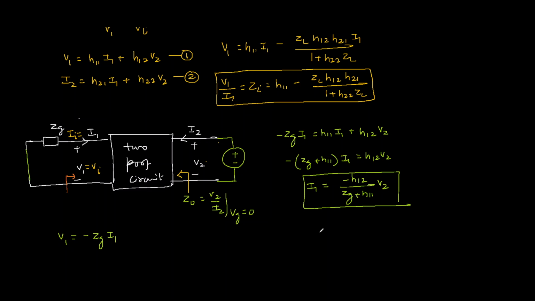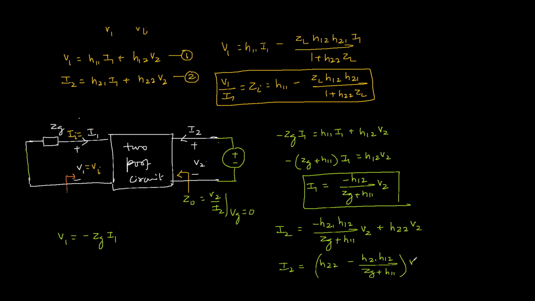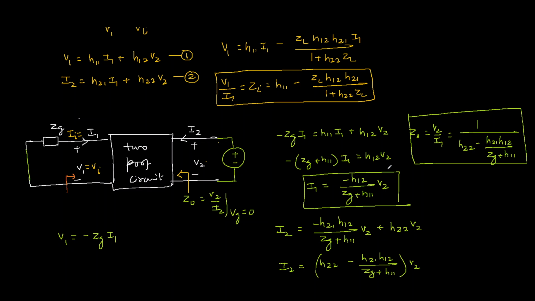Now replacing this I1 in equation 2. So I2 is negative H21 H12 over Zg plus H11 into V2 plus H22 V2. So I2 equal to H22 minus H21 H12 over Zg plus H11 into V2. So Z0, which is V2 over I2, is 1 over H22 minus H21 H12 over Zg plus H11. This is the expression for output impedance. So that's how we do the analysis of terminated two-port network.